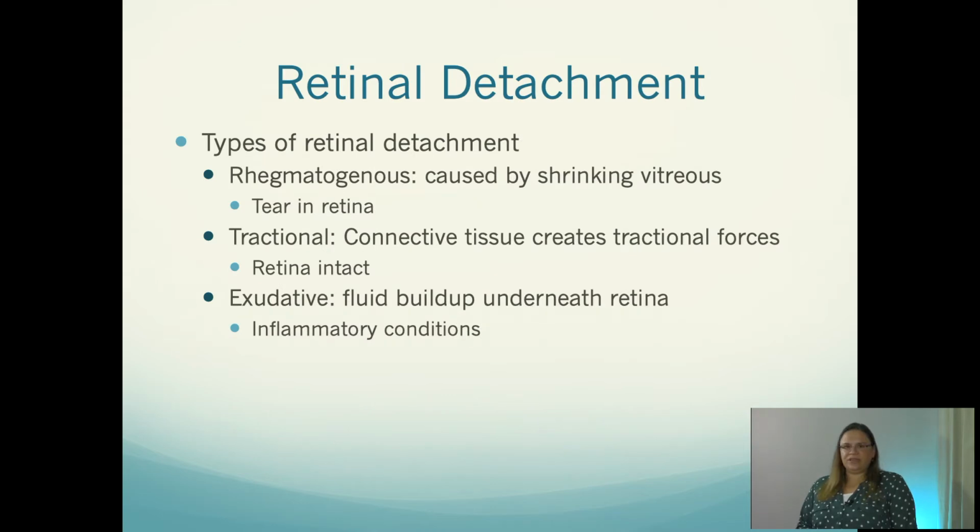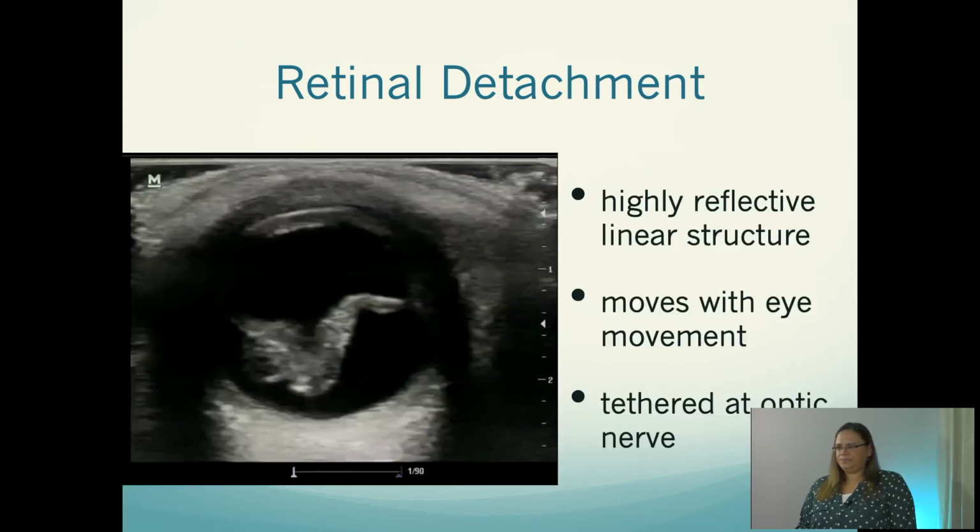There are 3 different kinds of retinal detachment. Rhegmatogenous is caused by shrinking vitreous that results in a tear in the retina. Tractional is where the connective tissue creates tractional forces, so the retina remains intact but detaches from the posterior part of the eye. And exudative, where you get fluid buildup underneath the retina, and this is largely in the setting of inflammatory conditions. As far as ultrasound goes, these are all going to look very similar.